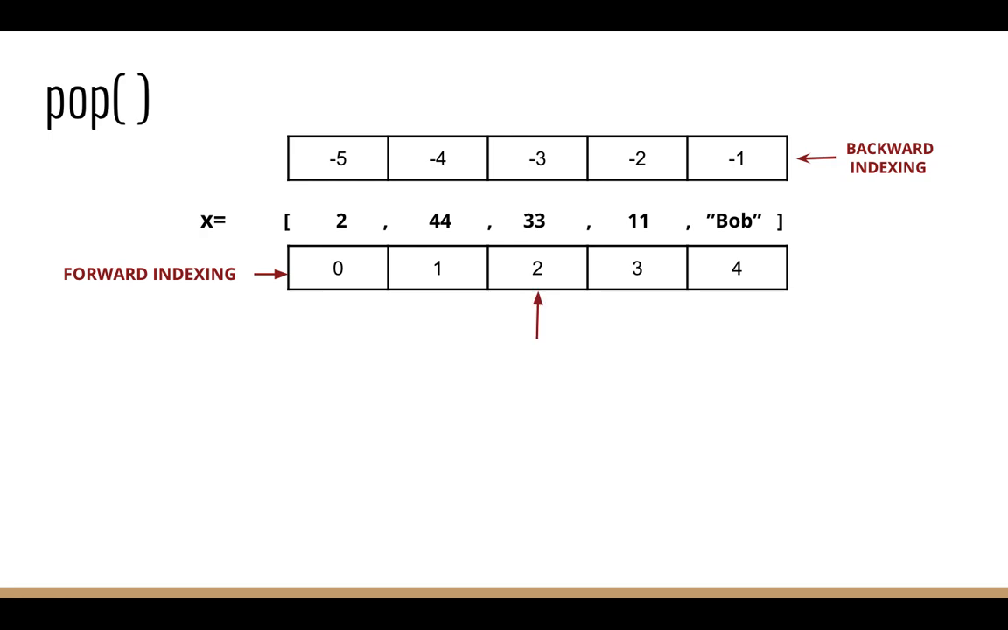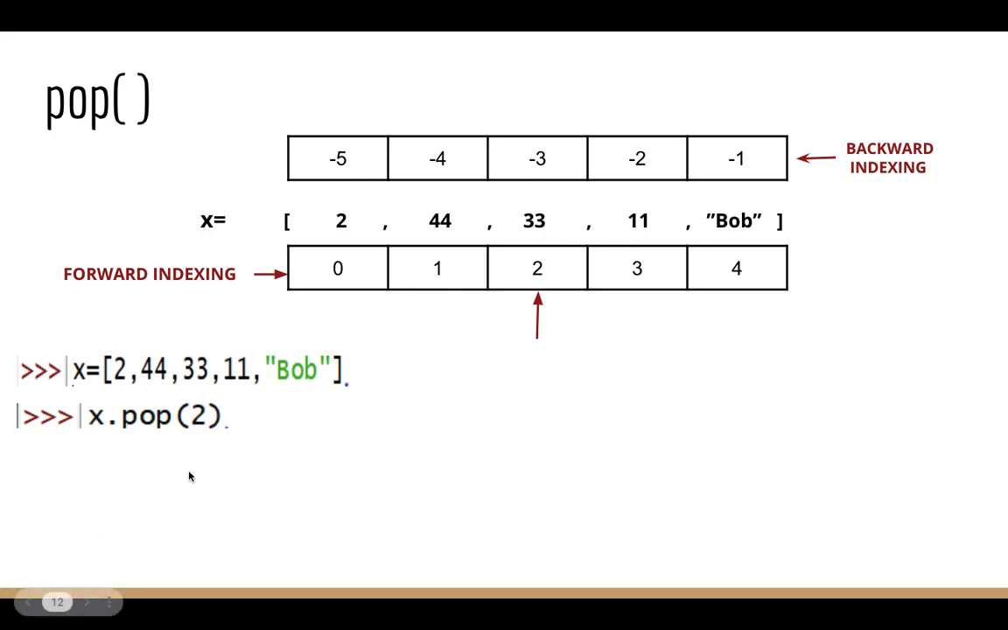So let's say I want to remove the element 33. What is the index of 33? The index of 33 is 2 or minus 3. Alright, so this is the list which I have already shown here. If I type in list name, that is x dot pop 2, then the element at index number 2 will be removed, and whatever element is removed, it will be shown as I press the enter key.